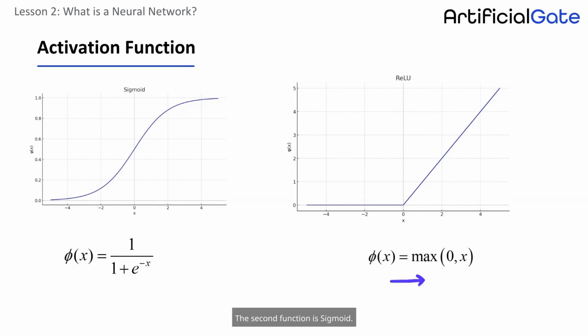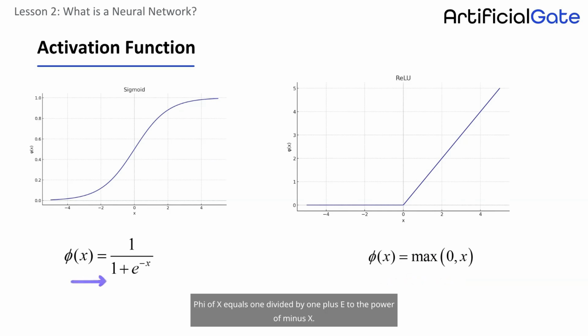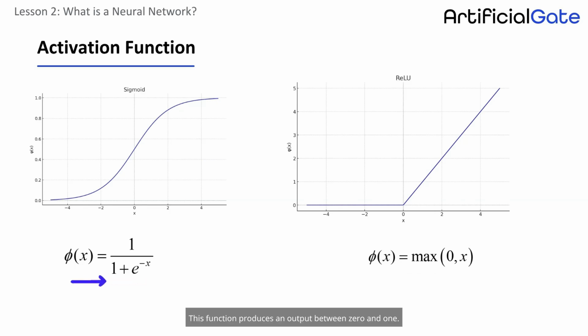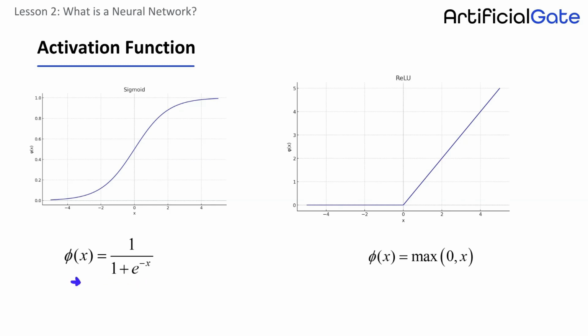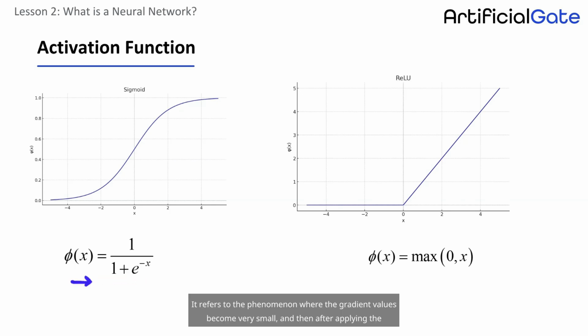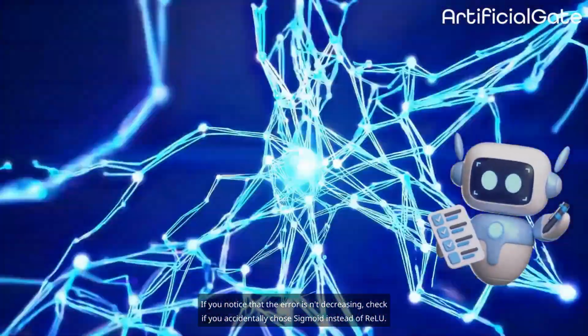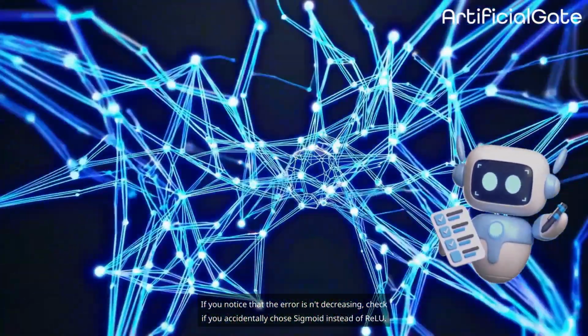The second function is sigmoid. Phi of x equals 1 divided by 1 plus e to the power of minus x. This function produces an output between 0 and 1. It used to be used a lot in the past, but today it's a bit less common, mainly because of the vanishing gradients phenomenon that occurs when training especially deep networks. It refers to the phenomenon where the gradient values become very small, and then after applying the activation, they might become 0, actually disappear, which leads to the training diverging. If you notice that the error isn't decreasing, check if you accidentally chose sigmoid instead of ReLU.